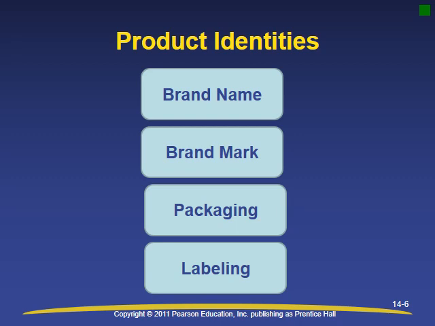Jeep and iPod are brand names, which is the portion of a brand that can be spoken, including letters, words, or numbers. McDonald's golden arches and the Nike swoosh symbol are examples of a brand mark, which is the portion of a brand that cannot be expressed verbally. A logo is a concise, graphical, and/or textual representation of a brand name. The choice of brand name and any associated brand marks can be a critical success factor.